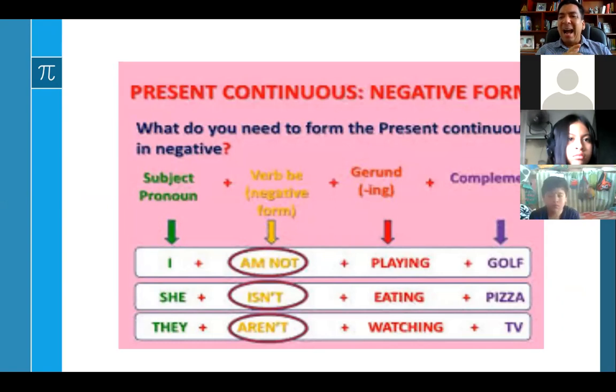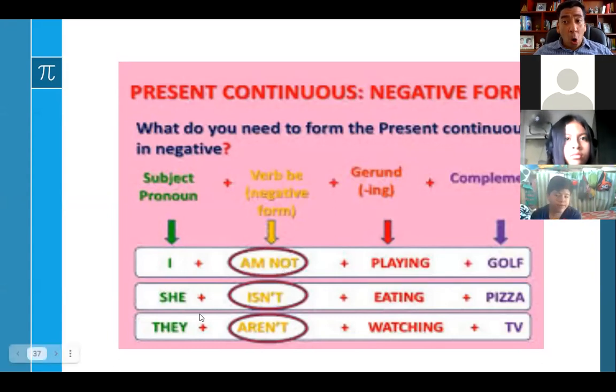Now, teacher, how do I make negative statements in present continuous? Very, very simple, okay? It is exactly the same thing that we did with the affirmative statements, but now we add the word not after the verb. I only add the word not after the verb. For example, in this moment, en este preciso momento, I am not playing golf.